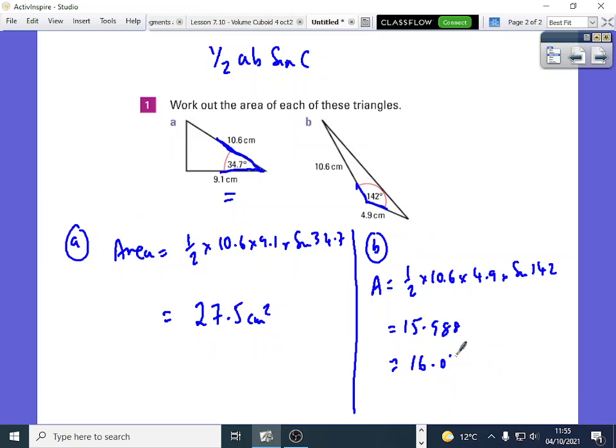Sorry, it's not in degrees, it's in centimeter. No, it's in centimeter squared. So if you're rounding that, just do it to 16 centimeters squared.